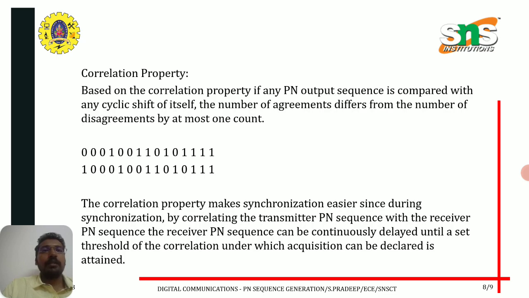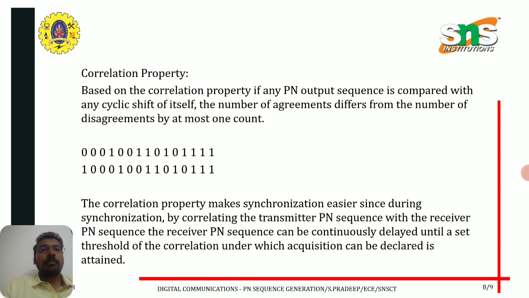Next, correlation property. Based on the correlation property, if any PN output sequence is compared with any cyclic shift of itself, the number of agreements differs from the number of disagreements by at most 1 count. Here the first sequence is the PN output sequence, and the next sequence is the cyclic shift of itself. In this, the first digit is varied from 0 to 1. The fourth digit varied from 1 to 0. Likewise, the number of agreements differs from the number of disagreements by at most one count.